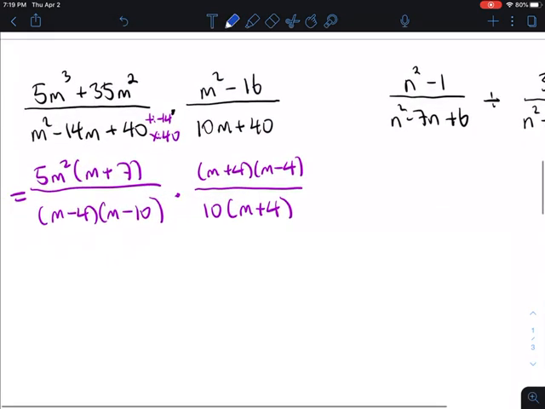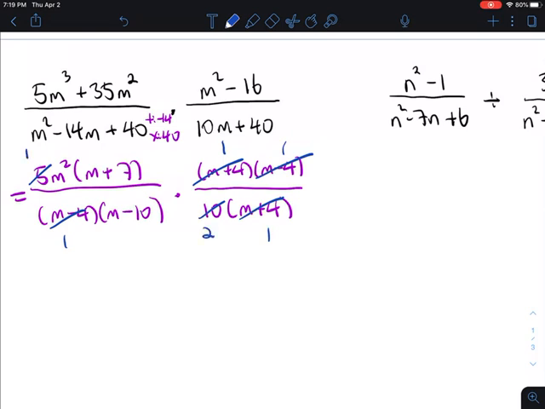And again, here comes the canceling part. Let's see, m minus 4, m minus 4. m plus 4, m plus 4. Okay, and m plus 7, m minus 10, those I cannot do. But 5 and 10 I actually can cancel out, right? Those are numbers. I can divide those by 5. So I'm left with a 1 here and a 2 here. So then at the end of the day, I'm left with m squared times m plus 7 on top. And at the bottom, I've got a 2 and m minus 10. And I think that's all I can do.